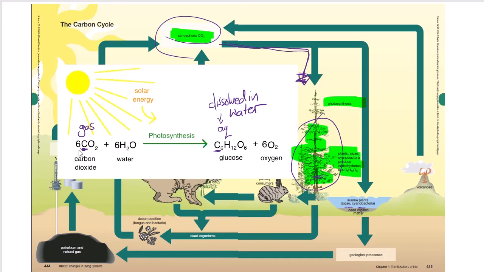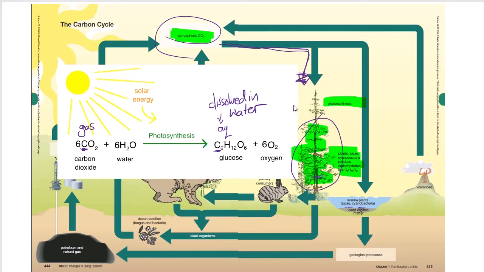So this is our formula. We have 6 carbon dioxides that react with 6 waters to produce 1 glucose molecule, which is a C6H12O6, and 6 oxygen molecules here. The oxygen molecules are going to go back into the atmosphere, and that we could study in the oxygen cycle if we had time.